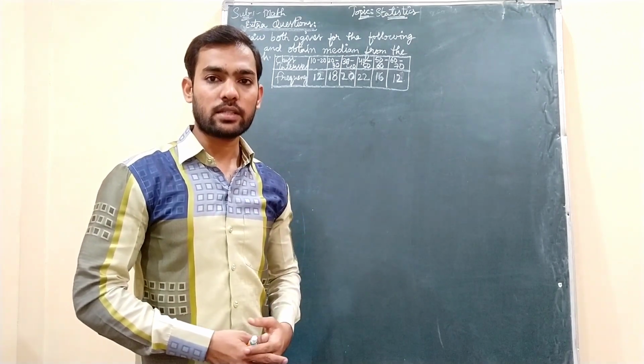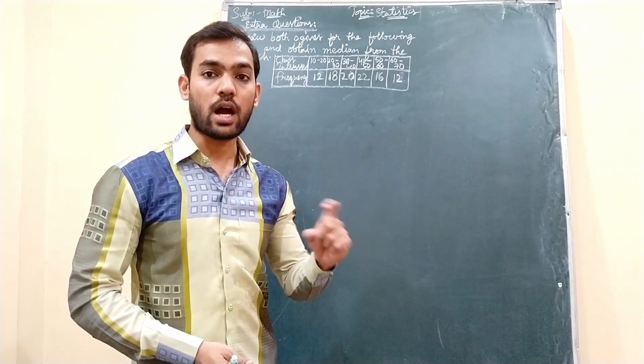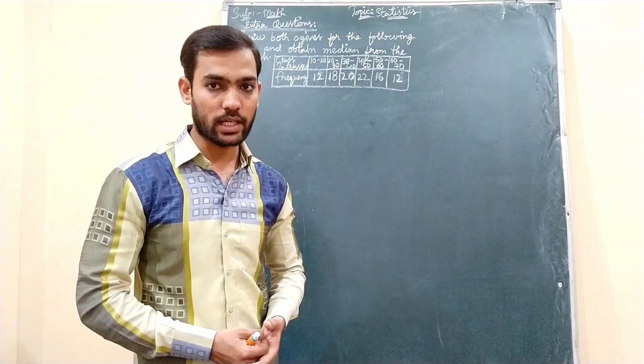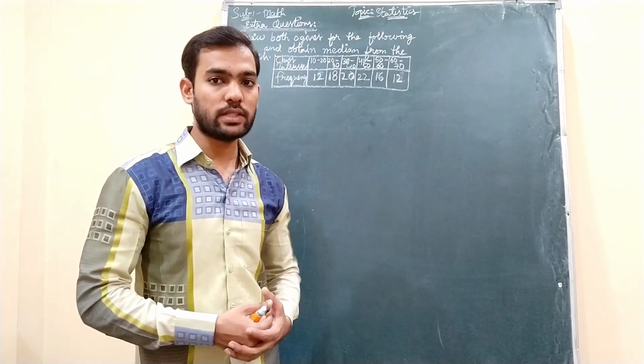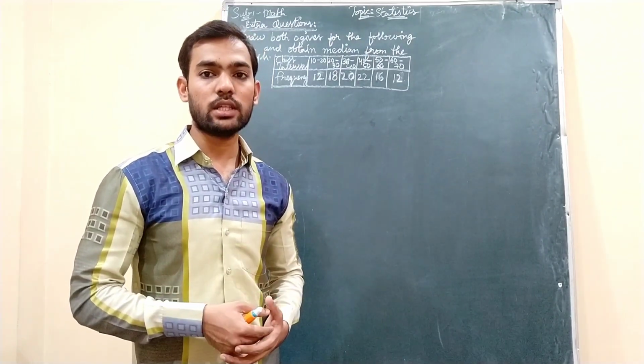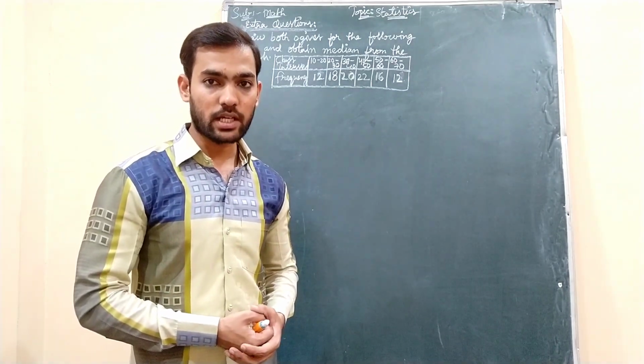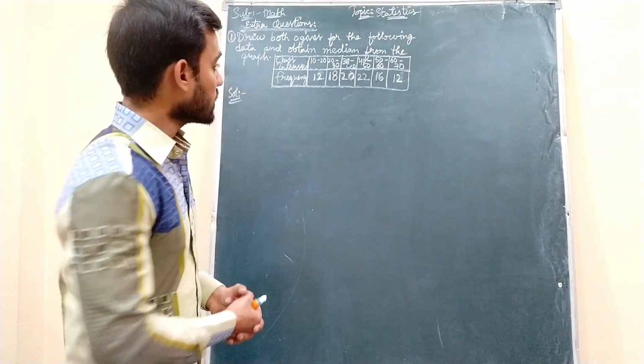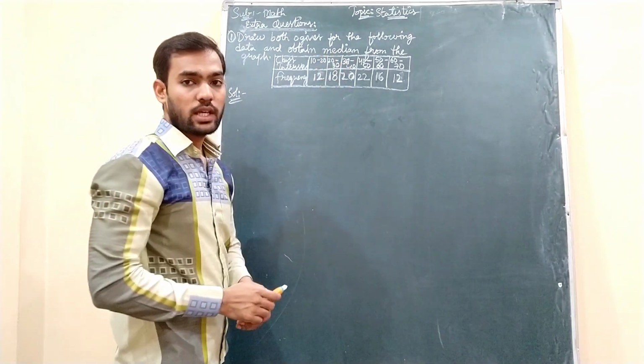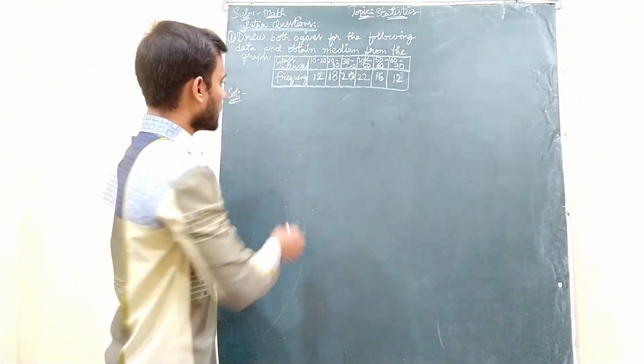In our earlier class we have seen by drawing one ogive how to find out the median using the n by 2 value. But here in this question we will see by drawing both the ogives how to obtain the median from the graph. Okay, so as we have to draw both the ogives, we will draw 4 columns in our solution.